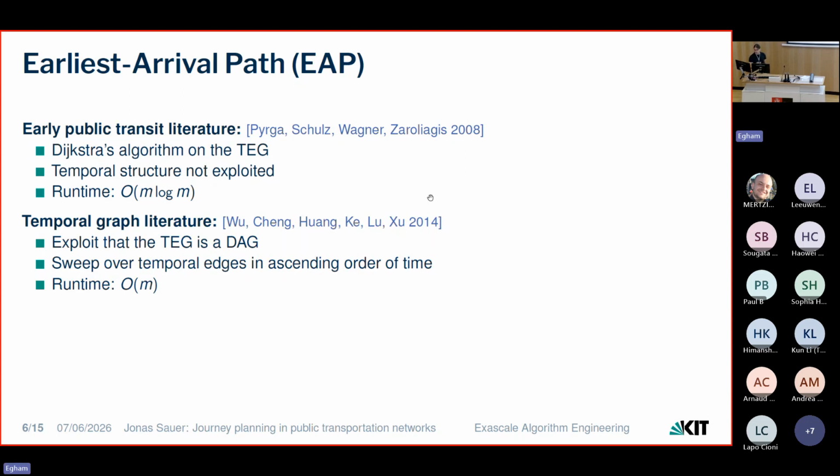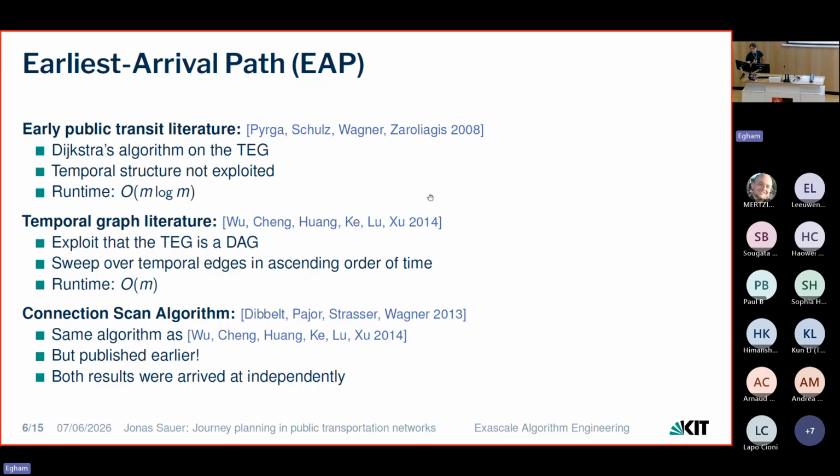So if you look into the temporal graph literature, it will tell you that you can exploit the fact that the time-expanded graph is a DAG, and you have a really simple dynamic program where you just sort all of the temporal edges in ascending order of time. You sweep over all of them, and this solves the problem in linear time. And there's a paper from 2014 that would tell you this. And it turns out that exactly the same algorithm is known in the public transit community as the connection scan algorithm, and it was actually published 1 year earlier. So this is a case where both communities arrived at the same result at pretty much the same time without knowing about each other.